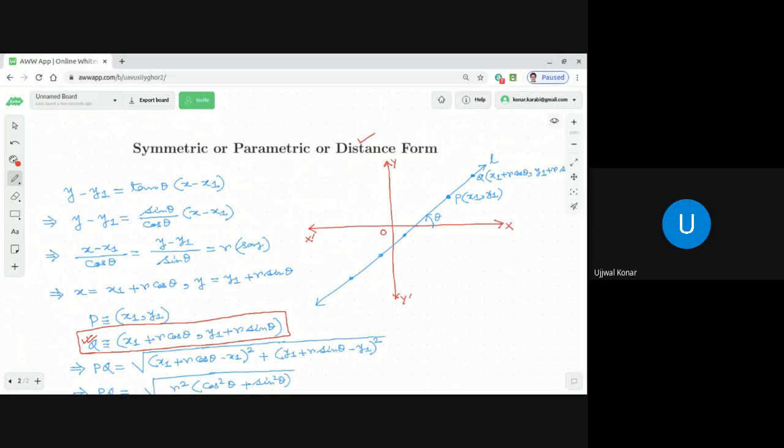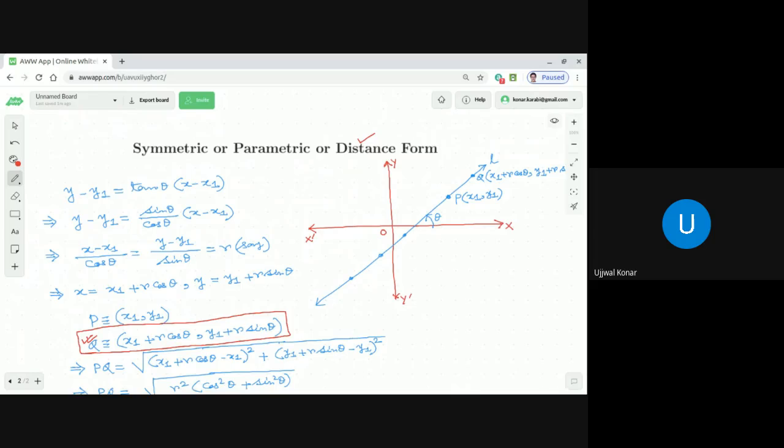To represent a point on that straight line, we need only one unknown, that is the parameter called theta. Apart from that, everything is known to us. And we always like to represent something with fewer unknowns, isn't it, dear students? If we can represent a thing with fewer unknowns, then it is more meaningful. So here also, the coordinate of any point on this straight line is represented by only one parameter, that is called theta.